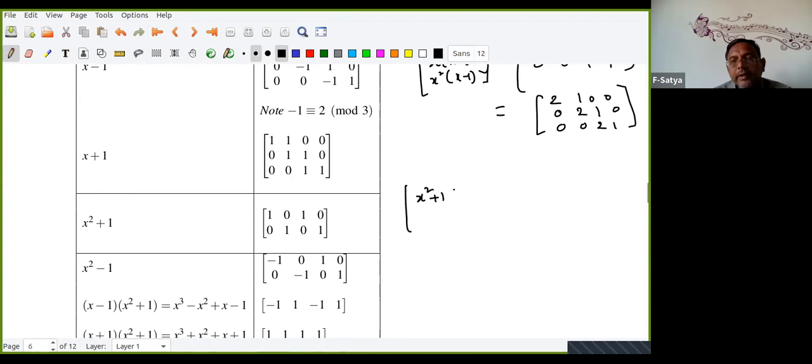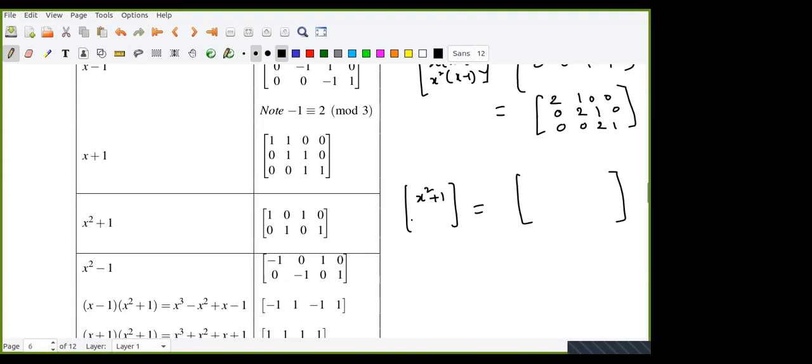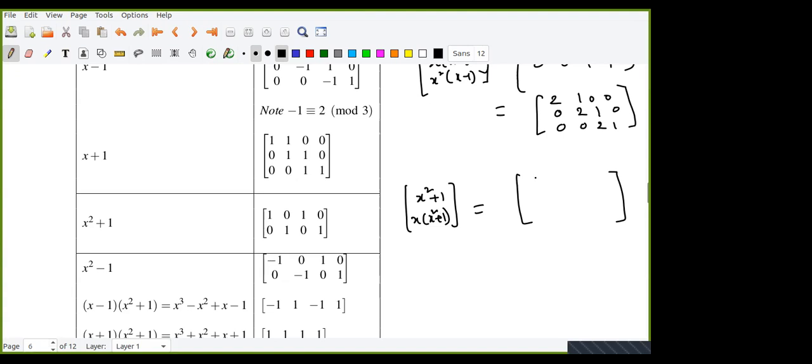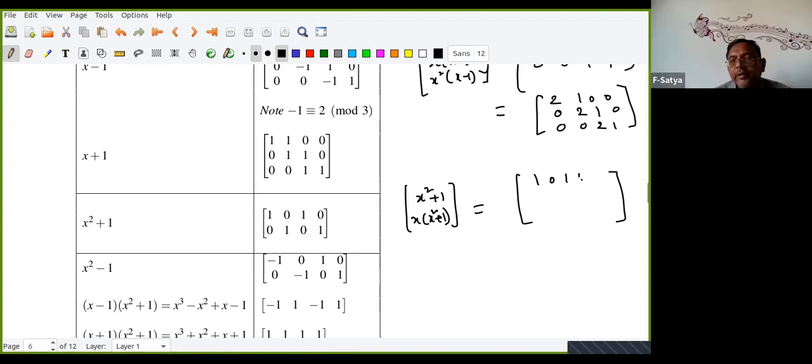No, I am writing the polynomials in matrix form. The first row corresponds to X square plus 1, the second row corresponds to X into X square plus 1. Why am I not going to one more X square? Because polynomial degrees are at most 3 only. So X square plus 1 means 1, 0, 1, 0. This is X plus X cube, right? X plus X cube, X plus X cube, right? This much.